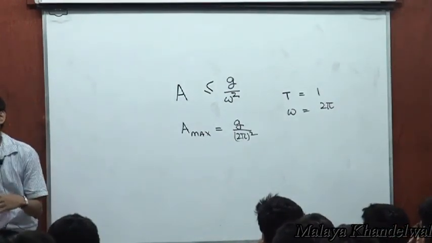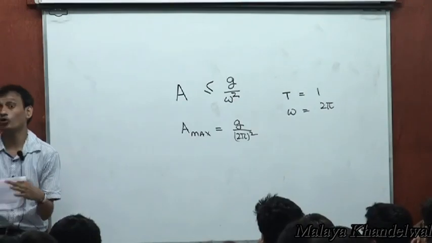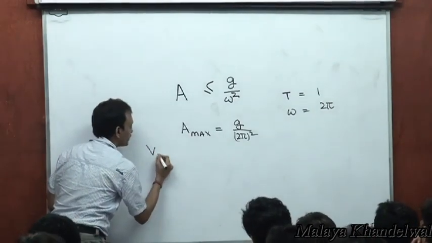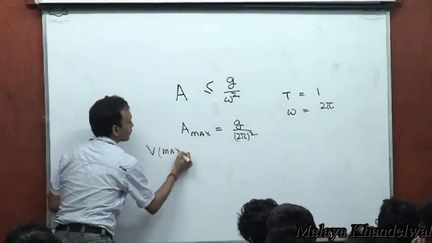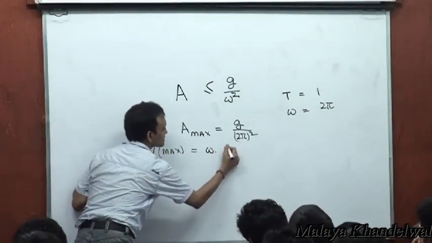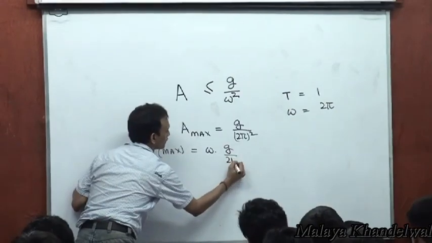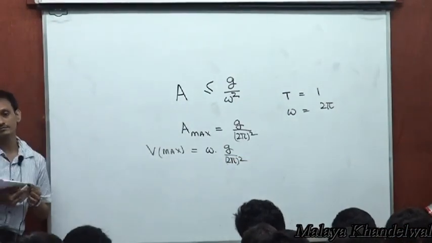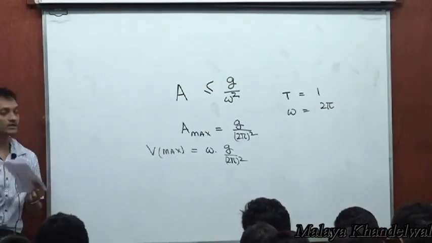The maximum velocity for this amplitude would be omega A. The maximum velocity for this amplitude is going to be omega times A. That's the maximum velocity for this amplitude, omega times A. Omega is known to us, etc.